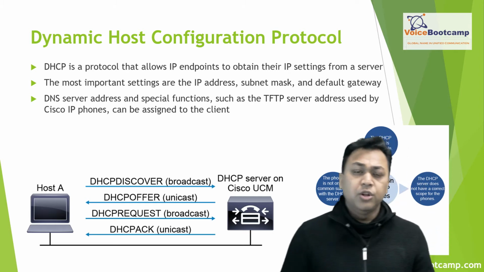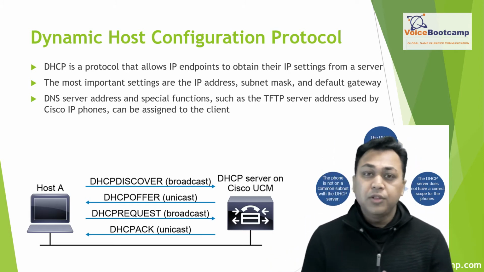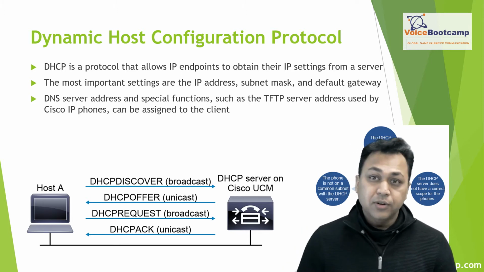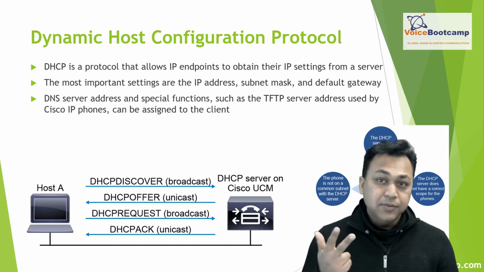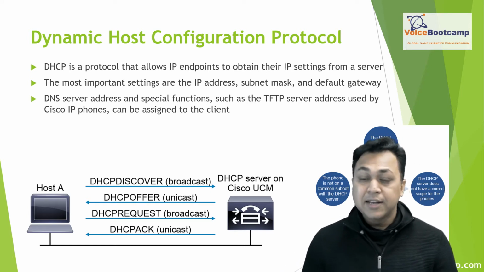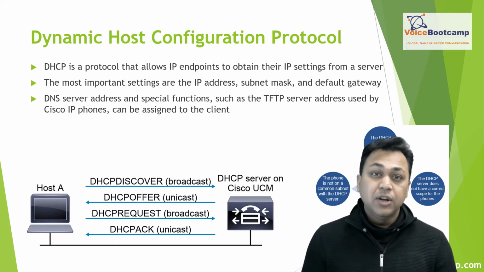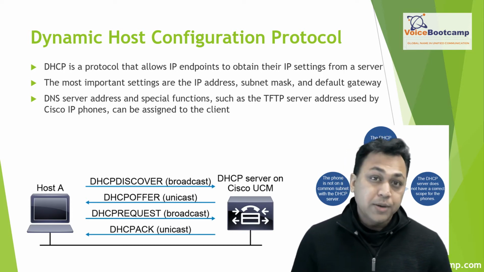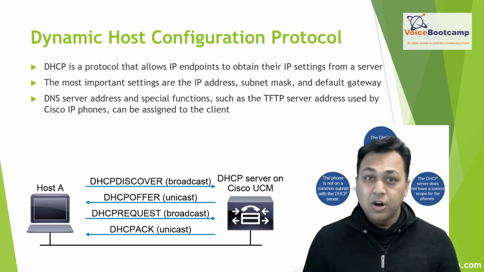The next protocol is called DHCP. DHCP is a protocol that allows IP endpoints to obtain their IP settings from a server. The most important things are the IP address, subnet mask, and default gateway. In addition to that, you can assign a DNS server, and specific functions such as the TFTP server that is used by Cisco IP phones can also be assigned automatically.